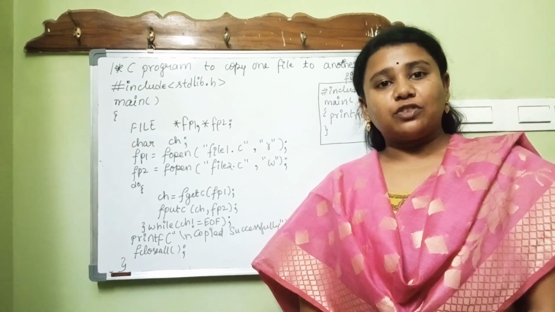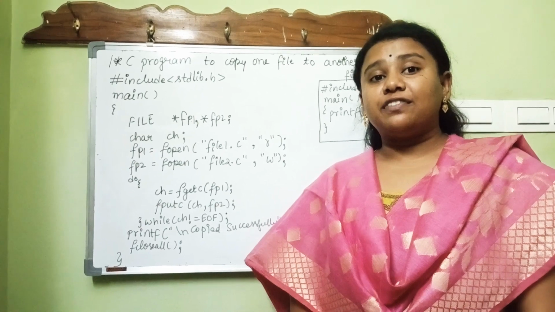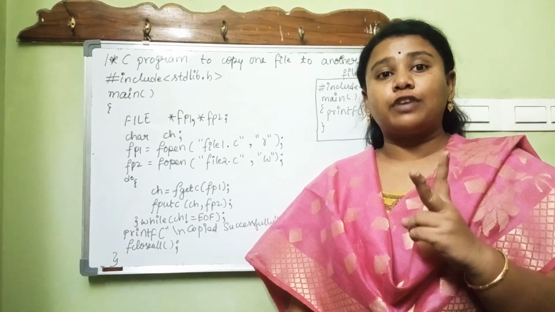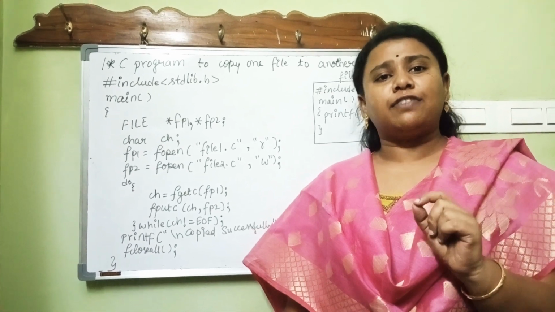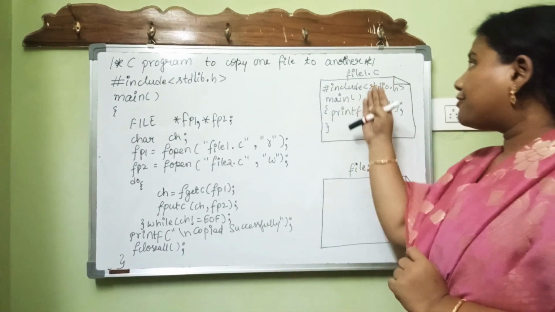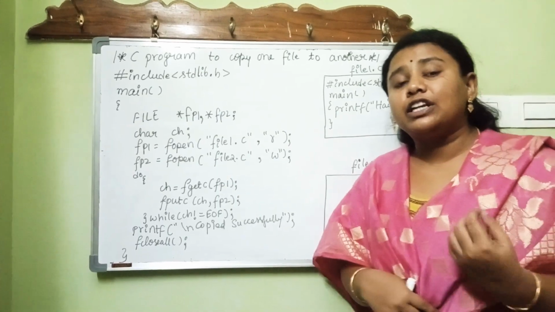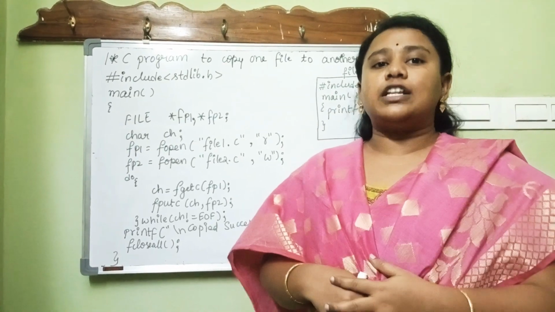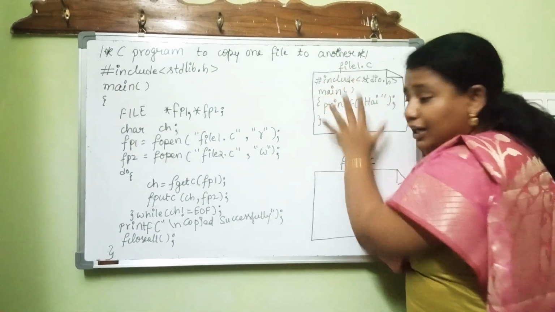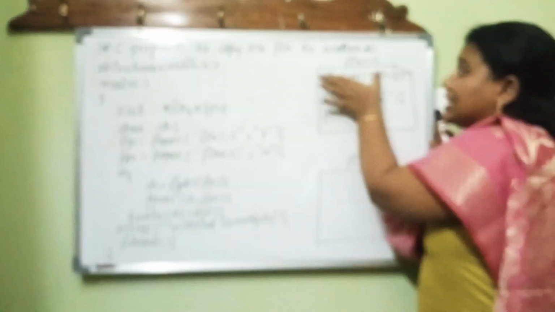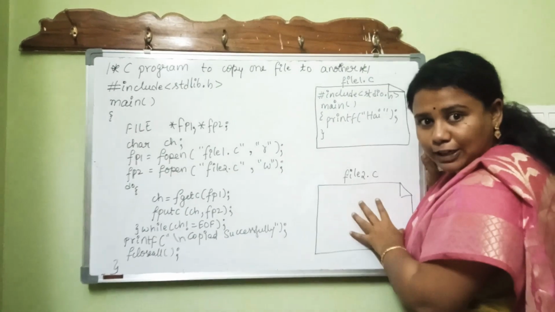In this session, we are going to see how to copy one file to another file. So here we have to have two file pointers, fp1 and fp2, for two files, file1 and file2. Suppose I have file1.c and file2.c. Now we have to be clear in which mode we should open these two files first of all. Suppose I want to copy the contents of file1 into file2. So the data has to be read and written into file2.c.